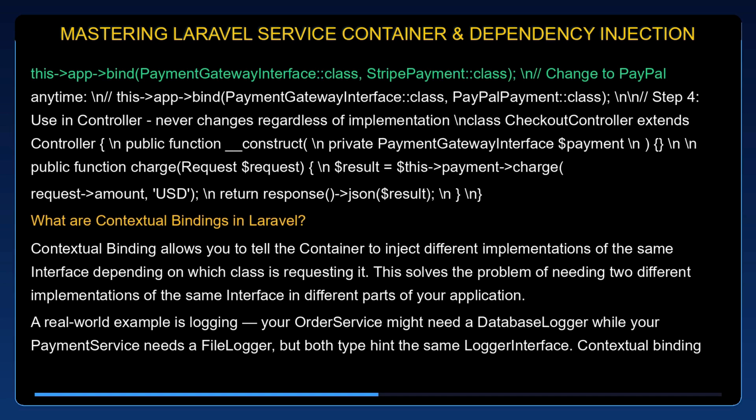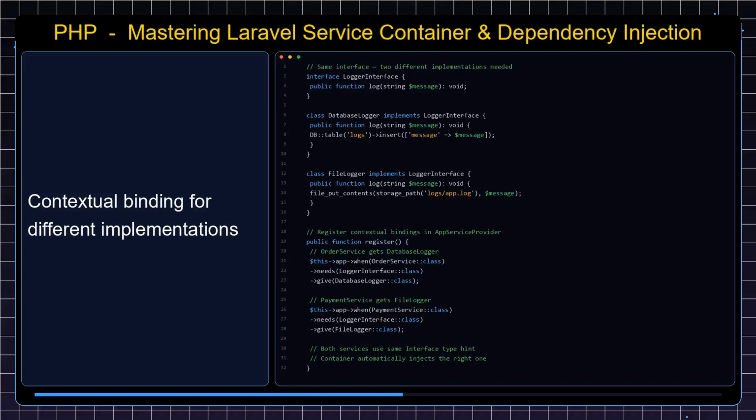What are contextual bindings in Laravel? Contextual binding allows you to tell the container to inject different implementations of the same interface depending on which class is requesting it. This solves the problem of needing two different implementations of the same interface in different parts of your application. A real-world example is logging. Your order service might need a database logger while your payment service needs a file logger. But both type hint the same logger interface. Contextual binding lets the container inject the right logger into the right service automatically. Contextual binding for different implementations.